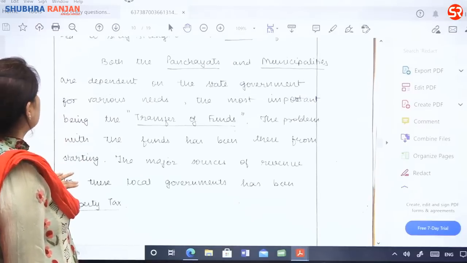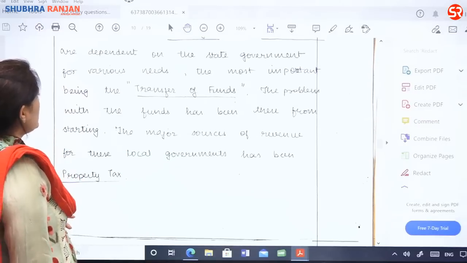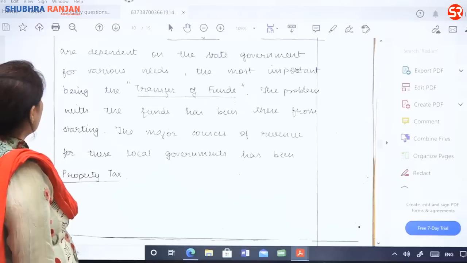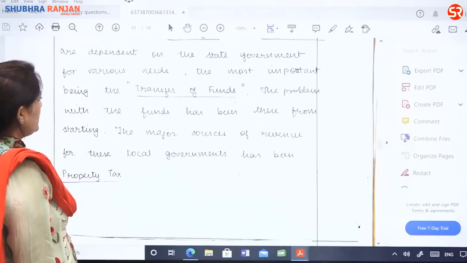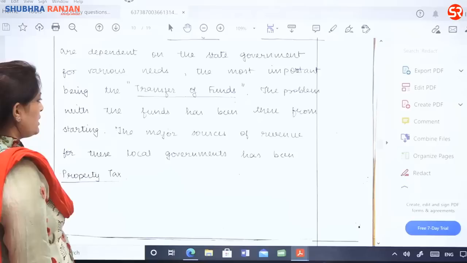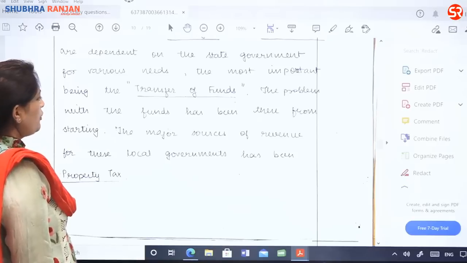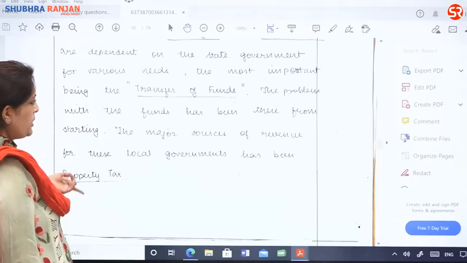Both the panchayats and municipalities are dependent on state government for various needs, the most important being the transfer of funds. The problem with the funds has been from starting. The major sources of revenue for local government has been the property tax. Fine.